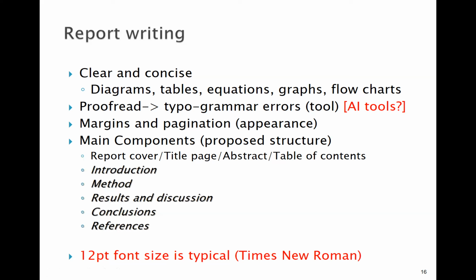Main components in a report are listed here. We have a cover, title page, abstract, and table of contents. Then we typically have an introduction, method, body, results and discussion, conclusion, and references. 12-point font size is quite typical in reports, and Times New Roman is preferable.